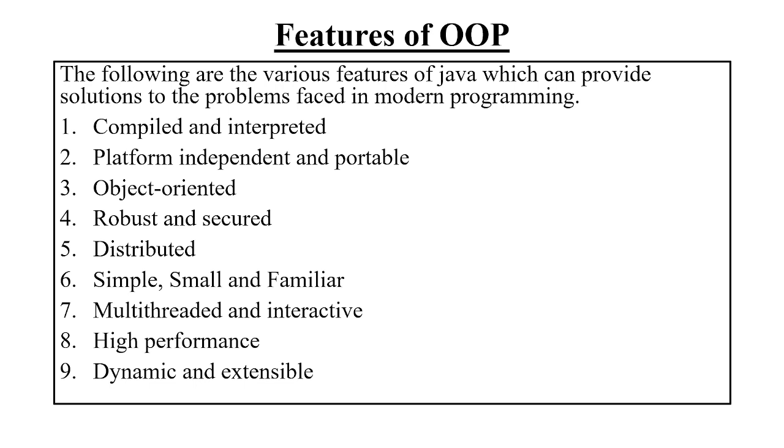Here are 9 different features of OOPS. I just wanted to read them out. Compiled and interpreted, platform independent and portable, object oriented, robust and secure. Fifth one is distributed. Sixth one, simple, small and familiar, multi-threaded and interactive, high performance. And lastly, the feature is dynamic and extensible. Let me explain all these features one after the other.